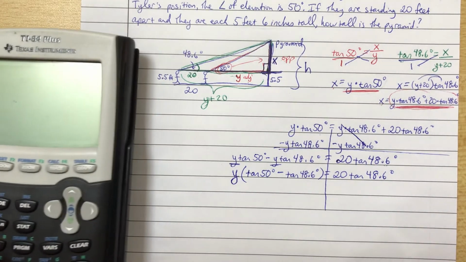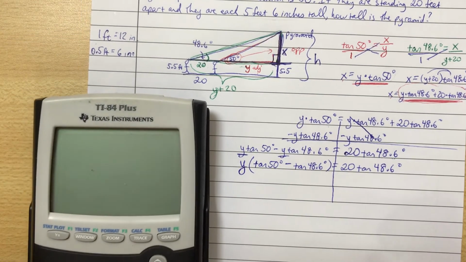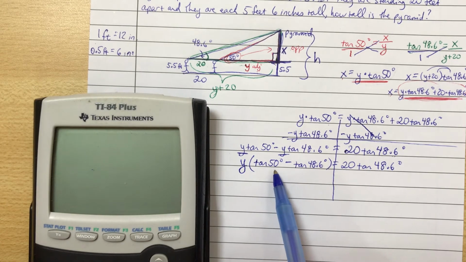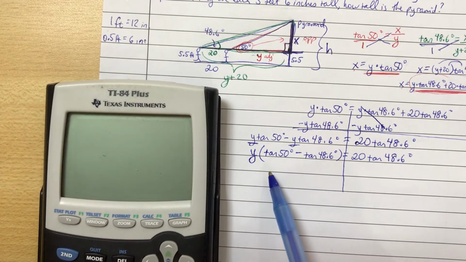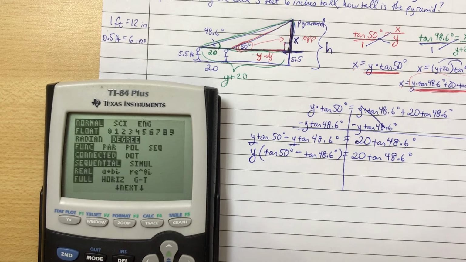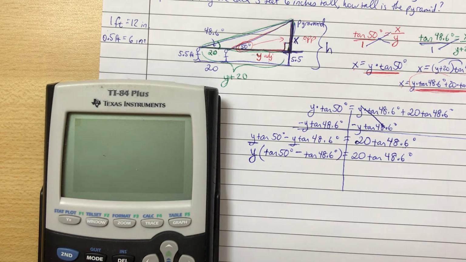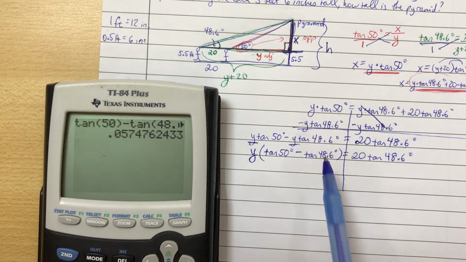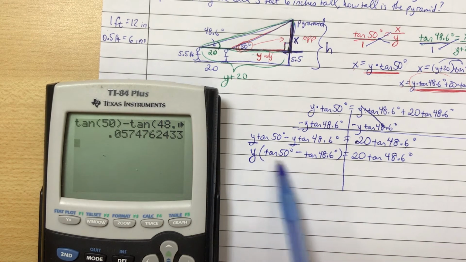Now, I know that doesn't look great, but you have to remember that sine, cosine, tangent of an angle is just a number. It's going to be a decimal. So if I take my calculator, first of all, let me just check. Okay, I am in degree mode, so this is good. If I type tan 50 minus tangent 48.6, I just get a decimal.